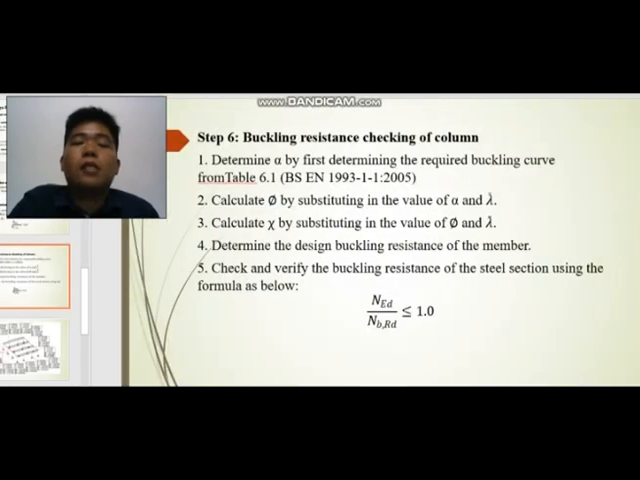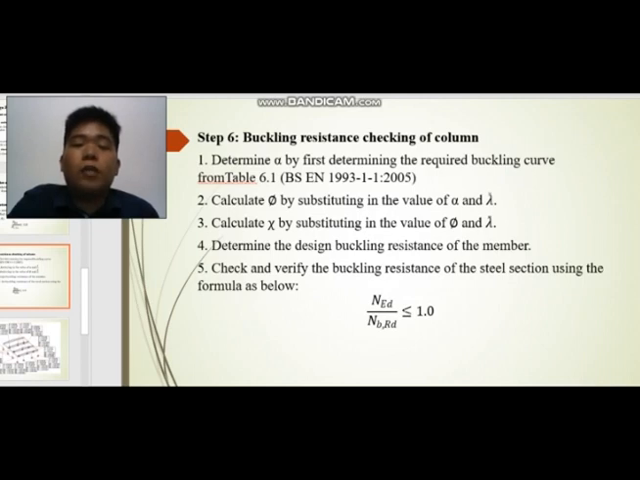For step 6, buckling resistance checking of the column. First, we will determine alpha by determining the required buckling curve from Table 6.1. Second, we will calculate phi by substituting in the values of alpha and lambda. Third, we will calculate chi by substituting in the values of phi and lambda.